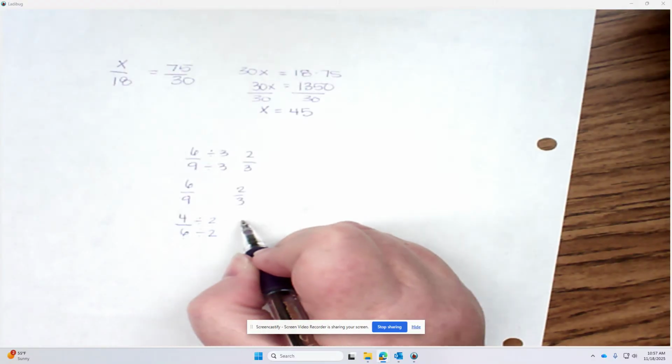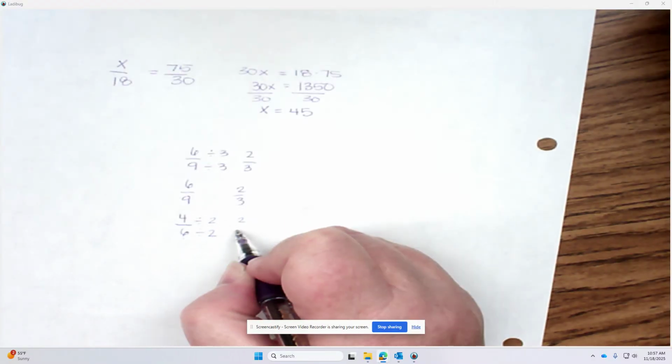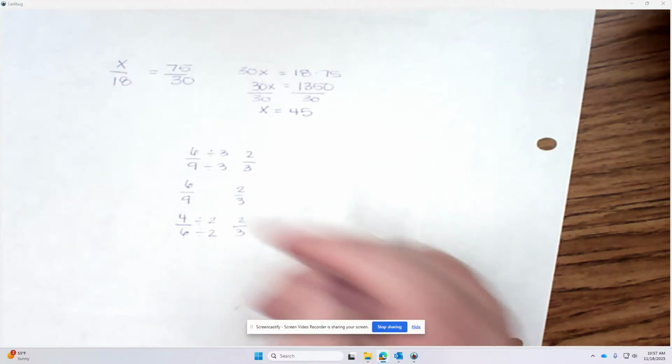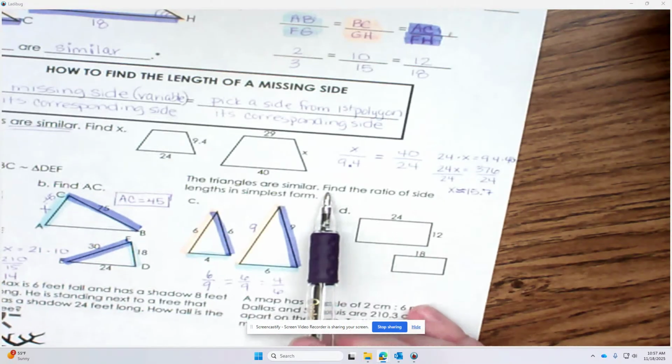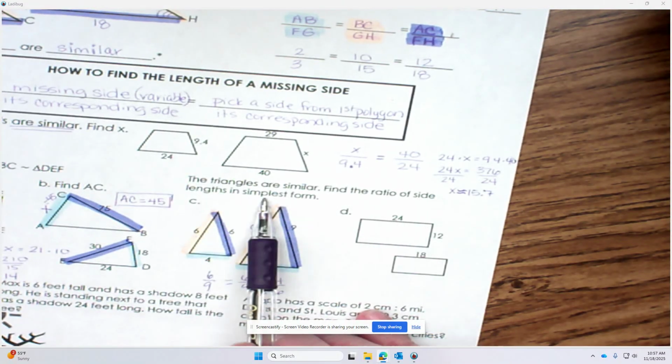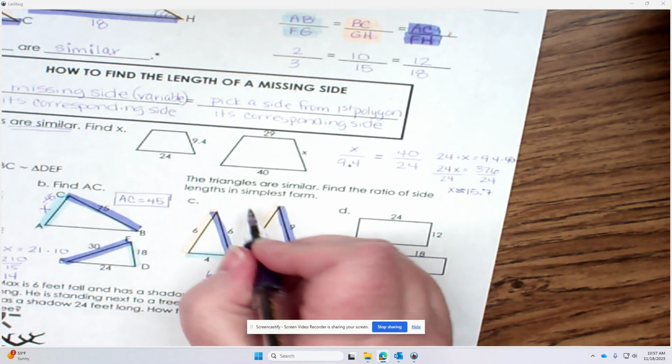So I get 4 divided by 2 is 2. 6 divided by 2 is 3. The ratio is 2 to 3. So over here it says find the ratio of side lengths in simplest form. Simplest form is the key.